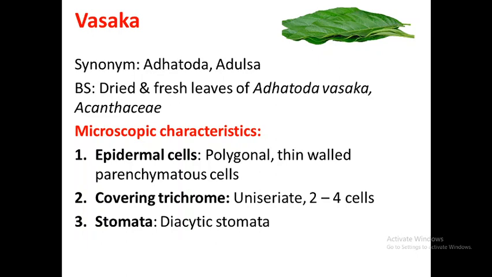Next, the Vasaka, which is known as Adhatoda or also known as Adulsa. These are the dried and fresh leaves of Adhatoda vasica belonging to family Acanthaceae. It shows the epidermal cells which are polygonal in nature with thin wall parenchymatous cells. The uniseriate covering trichomes with 2 to 4 cells are also there in vasaka with diacytic stomata. The type of stomata in vasaka is diacytic.